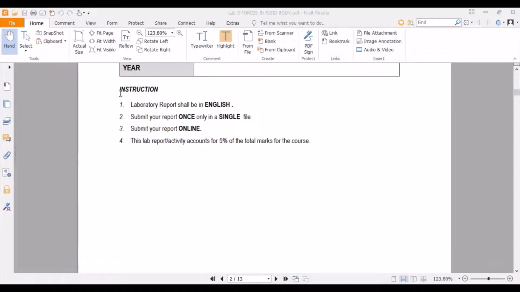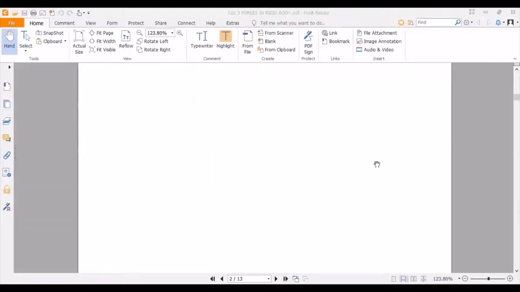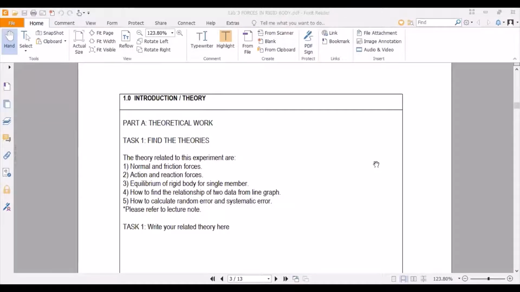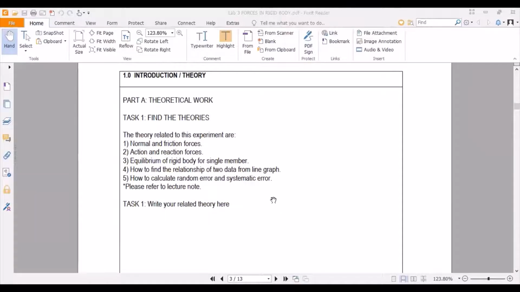The first instruction: the laboratory report should be in English. Submit your report once only, in a single file. Submit your report online, and this lab report activity accounts for 5% of the total marks of the course. Now, without wasting time, let's look at what you should fill in the lab sheet, the tasks that should be fulfilled.